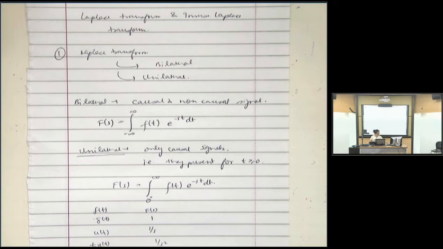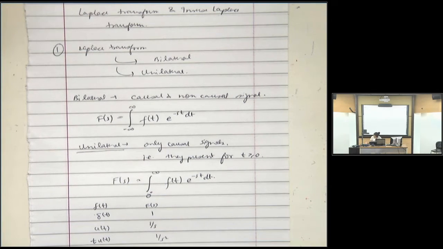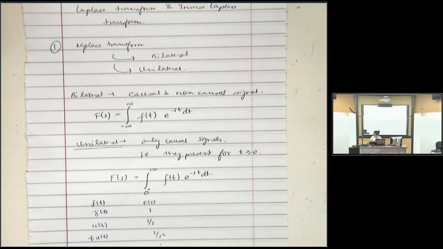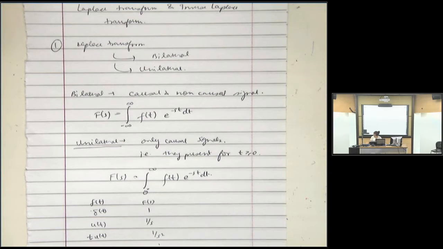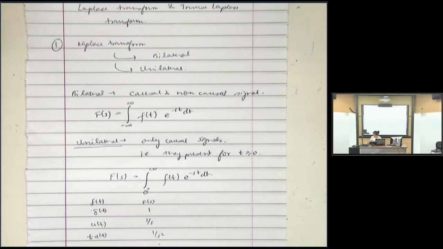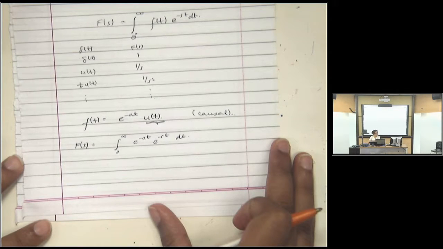Okay, now I'll just show you how to take the Laplace transform of a function which is of the form e raised to minus at u of t. So it's a decaying exponential and causal since we have u of t term here. Okay, so we will be taking the unilateral Laplace transform. So our F of s is now 0 to infinity e raised to minus at e raised to minus st dt. Oops, sorry.